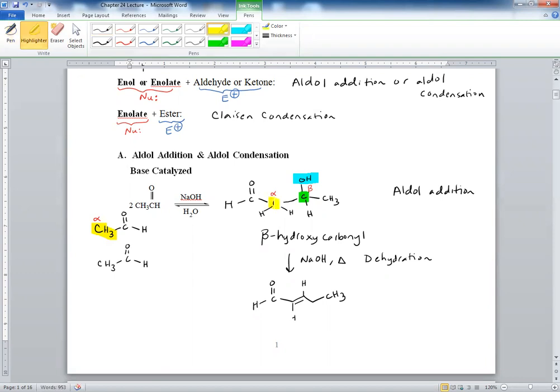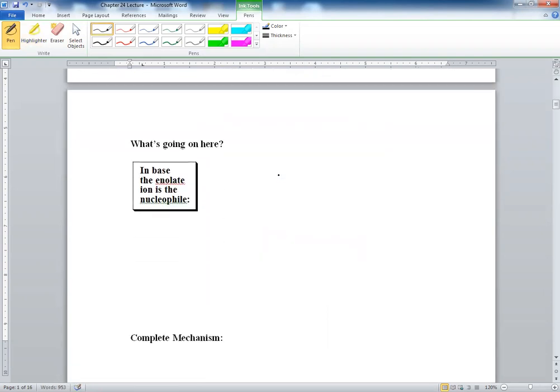So this was the yellow we said. This was the green. So here's water being lost. That's why it's called dehydration. OH and then H, that's H2O. Of course, then there has to be a double bond formed in between to form the octet. So that's aldol condensation. So the question is, what's going on here?